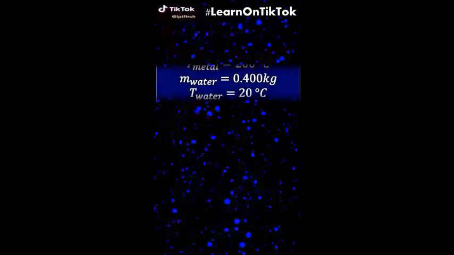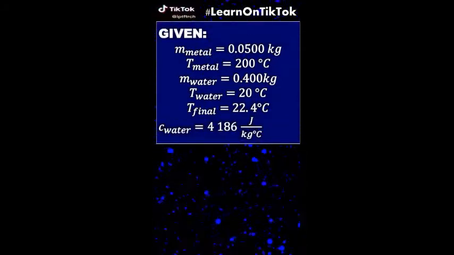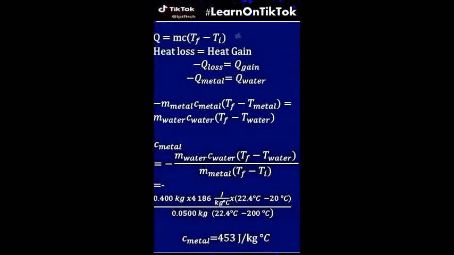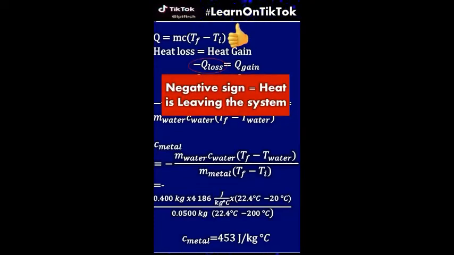With the specific heat of water given in tables, and using the law of conservation of energy, where heat is equal to mass times C, specific heat, times delta T, and by simple manipulation and substitution, the specific heat of the metal is 453 joules per kilogram Celsius.